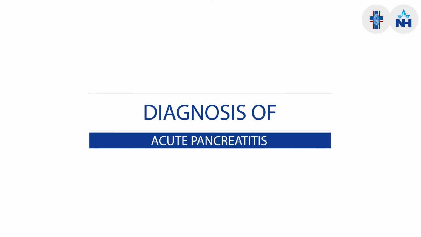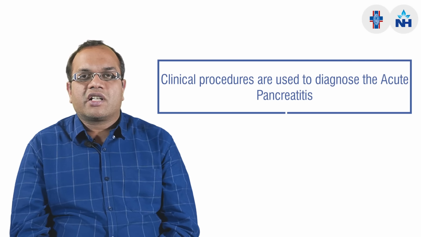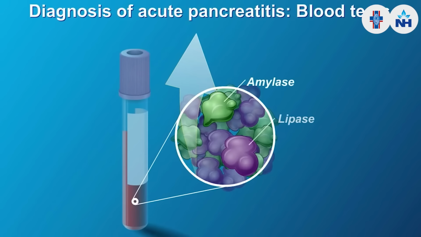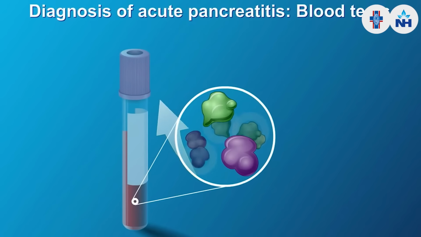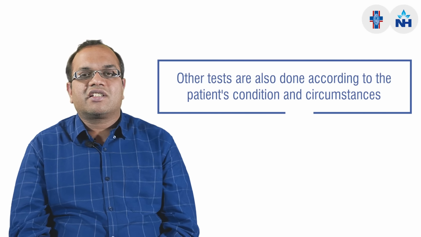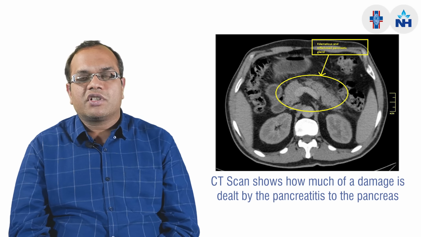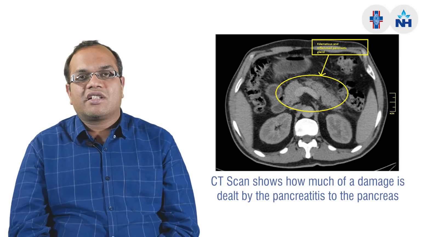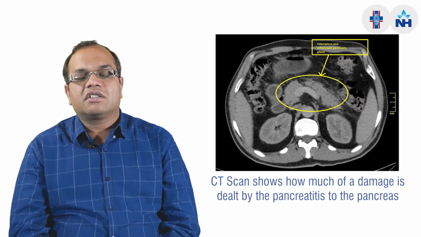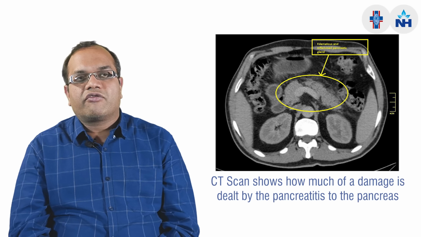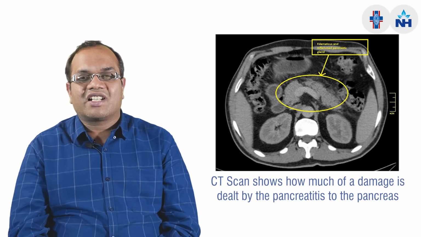So how do we diagnose acute pancreatitis? The diagnosis of acute pancreatitis is clinical. The patient usually reports to the emergency, where the doctor examines the patient and orders serum amylase and lipase, which are the pancreatic enzymes. Their levels are increased in acute pancreatitis. Side by side, according to the situation of the patient, other tests are also done. The most important test is the CT scan of the abdomen. It is usually done on the 4th to 6th day of the disease to see how much of the pancreas is involved by the pancreatitis and what the different complications or accumulations of fluid inside the body are.